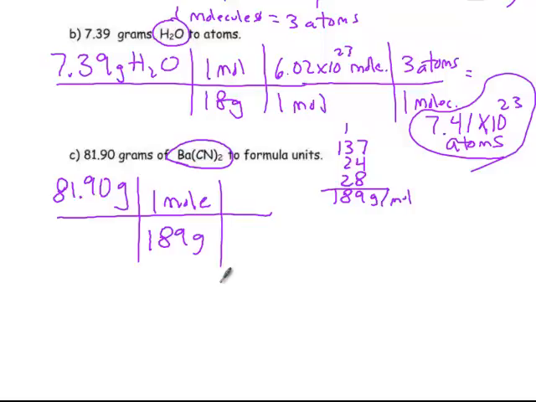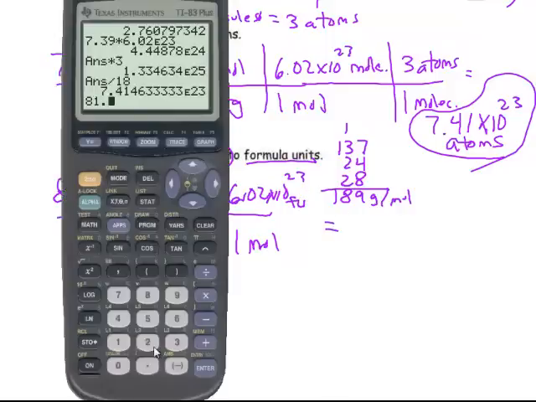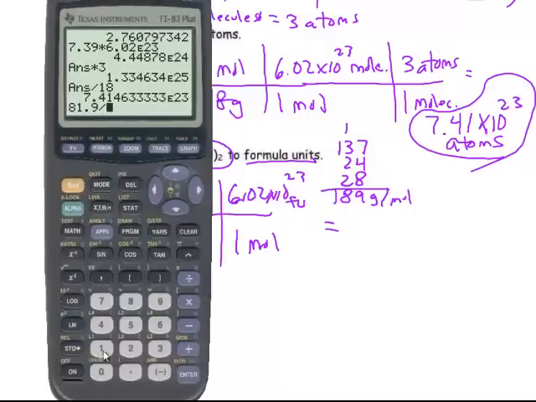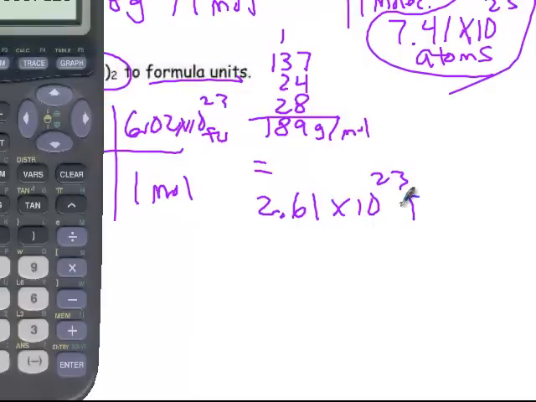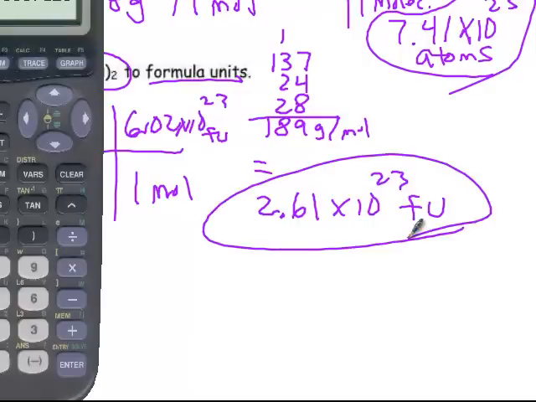Now I have moles. The fundamental unit is formula units. There's a metal, so it's ionic. So 1 mole is 6.02 times 10 to the 23rd formula units. So 81.9 divided by 189 times Avogadro's number, and we got 2.61 times 10 to the 23rd formula units.